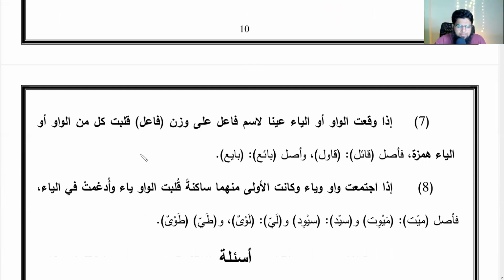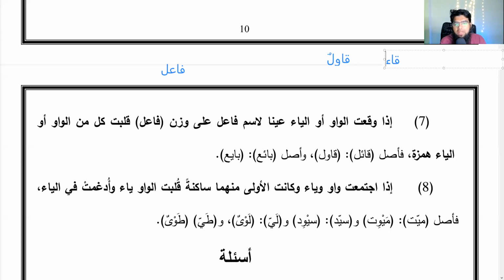Seventh rule. Small rules. Idha waqa'atil waw aw il-ya'u aynan li-ismil fa'il. This is only for the fa'il rule. If the ayn kalima, li-ismil fa'il ala wazni fa'il, qulibat kullun min al-wawi aw il-ya'i hamzatan. So what happens is this, if you want to make on the pattern of fa'il, and if the ayn kalima is a waw or a ya, you will change this waw or the ya into hamza. For example, qa'il was actually qawilun. This is a fa'il rule. Qawilun. So qawil, they don't like it. So they'll change into qa'il.